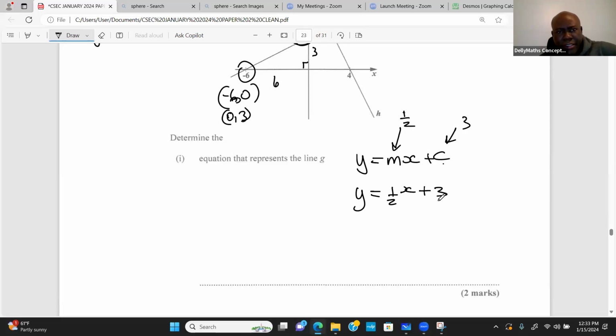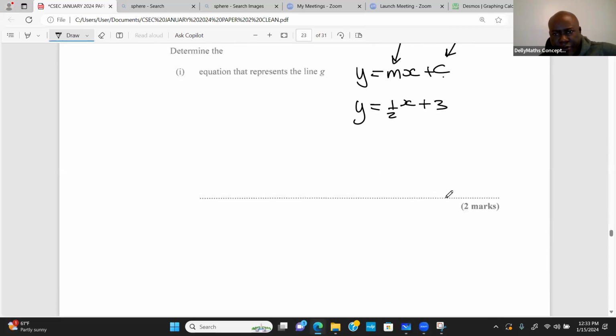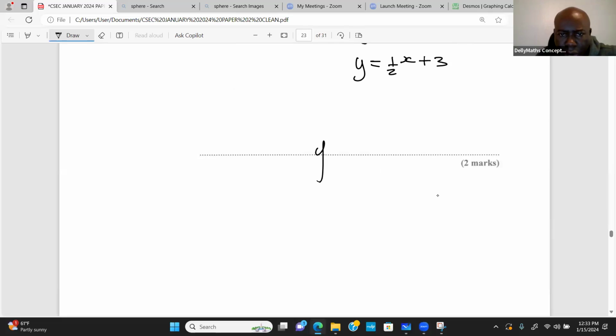So there it is. I have the equation for g right there. Let me just drop it here: y is equal to 1/2 x plus 3.